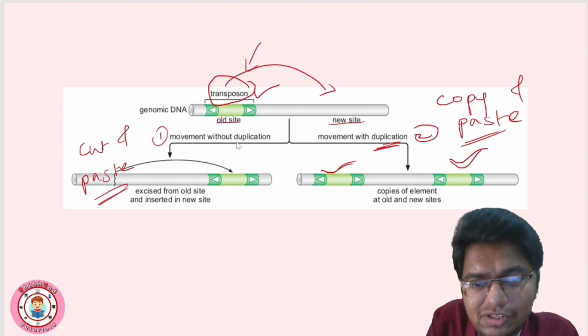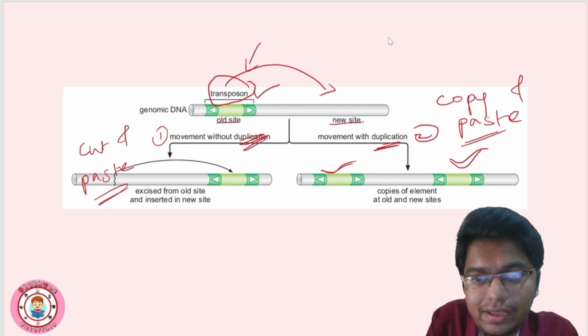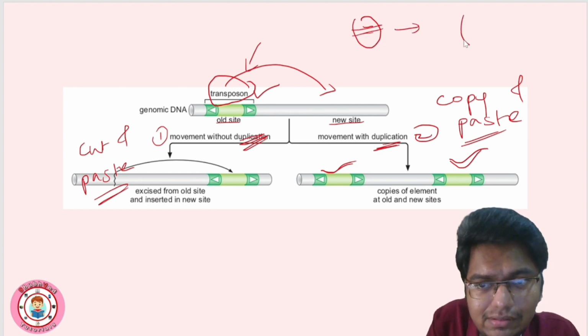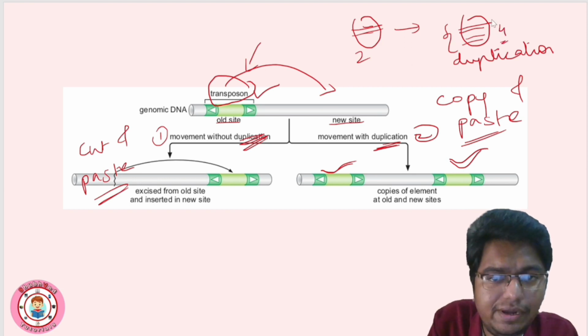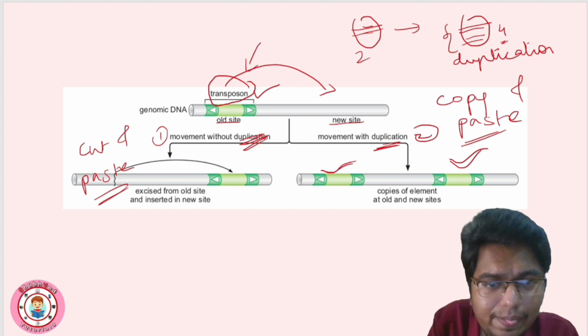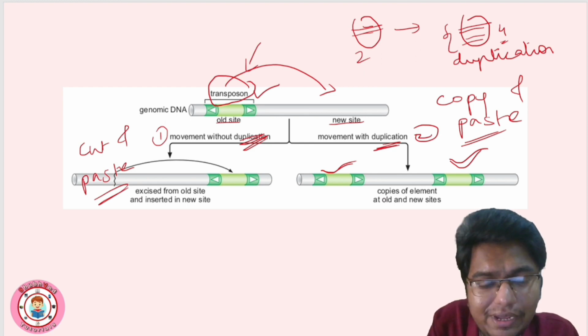So what is responsible for this? Duplication is responsible. We know in duplication, same segments are repeated. Suppose this is a chromosome, and here are the two segments. This will get duplicated like this. So this is known as duplication. First, only two copies were there. Now there are four copies of the same segment. This is duplication. So in the first step, duplication does not occur, and it is the cut and paste mechanism. In the second step, duplication takes place and the mechanism is copy and paste.